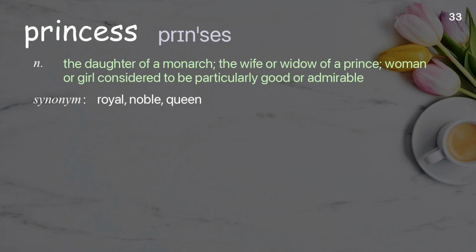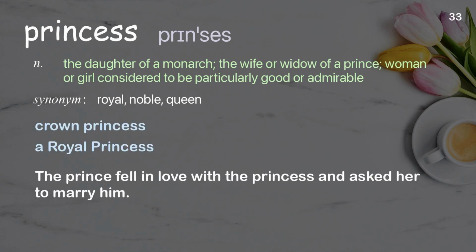Princess. The daughter of a monarch, the wife or widow of a prince, woman or girl considered to be particularly good or admirable. Examples: Crown princess. A royal princess. The prince fell in love with the princess and asked her to marry him.